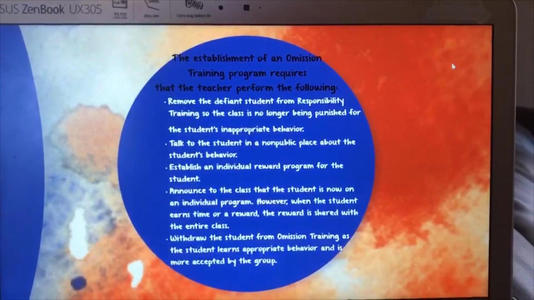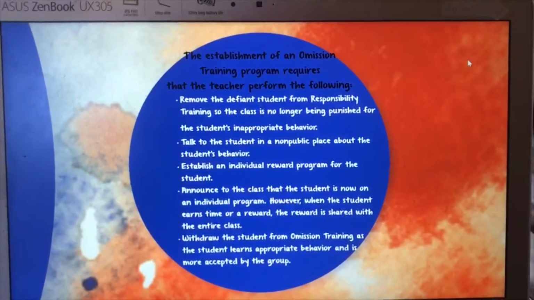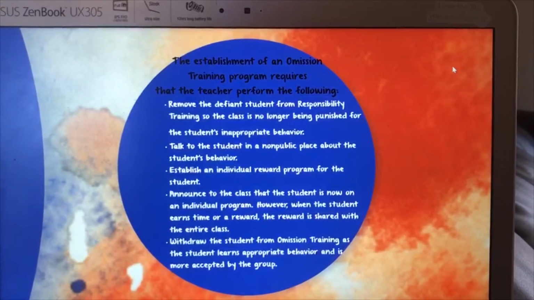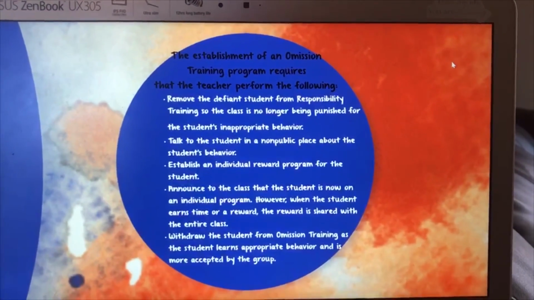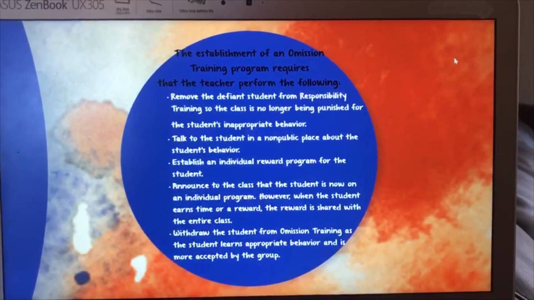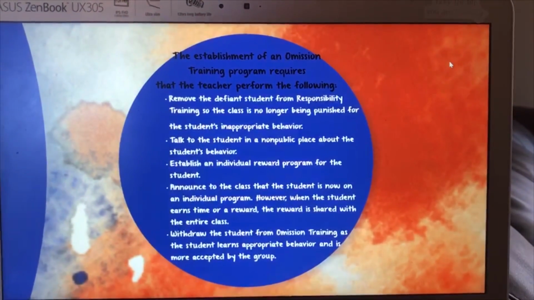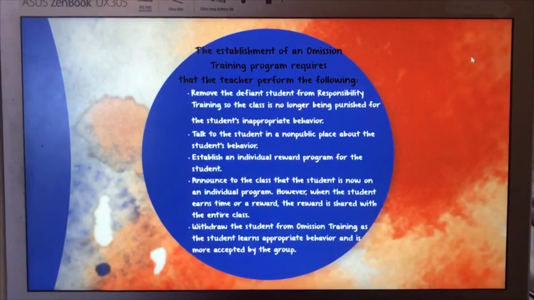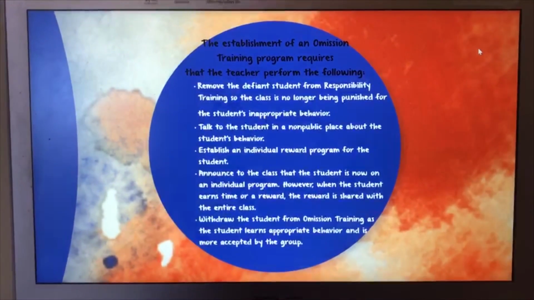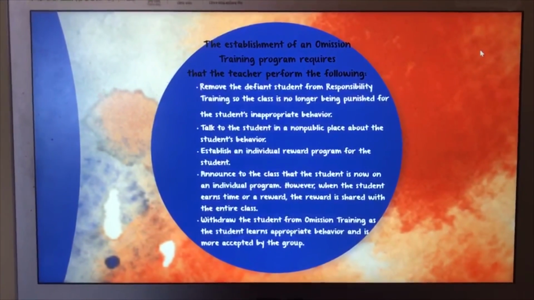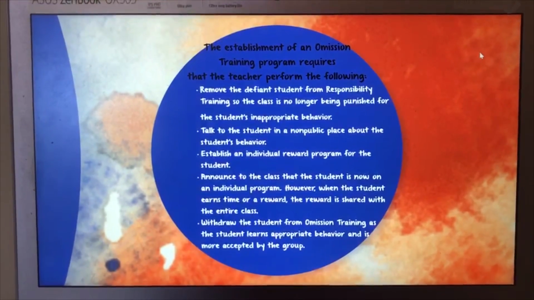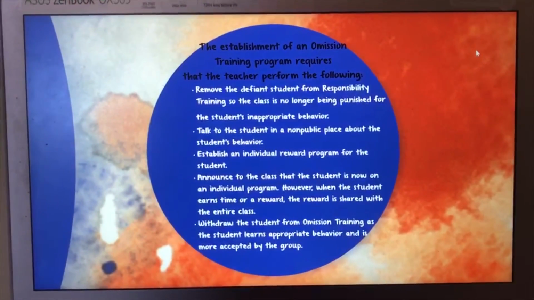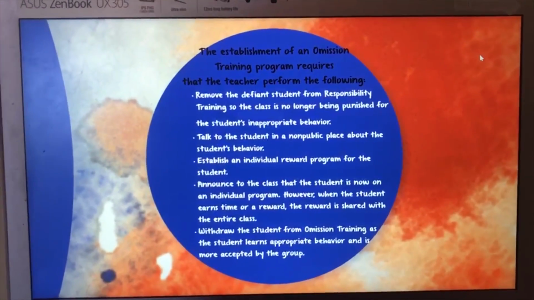It goes on to talk about the steps. It says the establishment of an omission training program requires that the teacher perform the following. Remove the defiant student from responsibility training so the class is no longer being punished for the student's inappropriate behavior. Talk to the student in a non-public place about the student's behavior. Establish an individual reward program for the student. Announce to the class that the student is now on an individual program. However, when the student earns time or reward, the reward is shared with the entire class. Withdraw the student from omission training as the student learns appropriate behavior and is more accepted by the group.